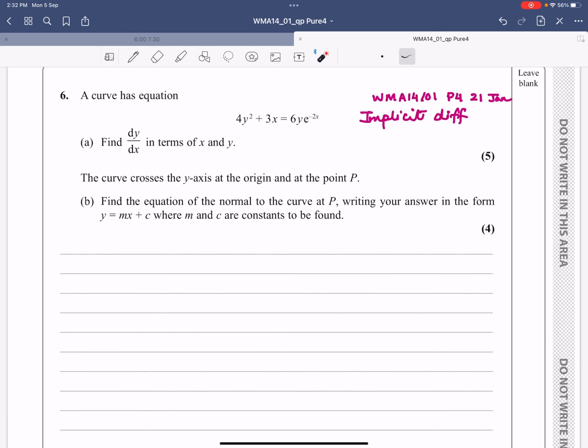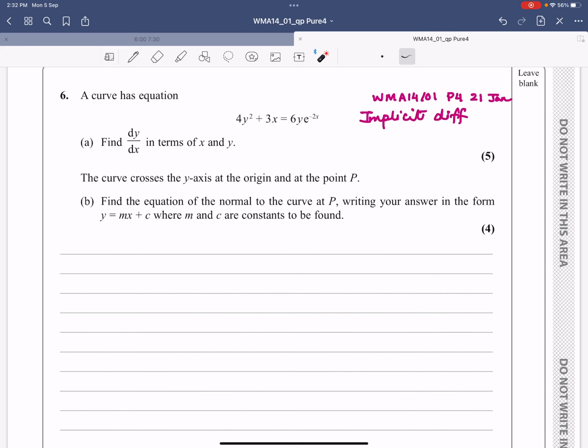Normally when we have to differentiate, we have y is equal to some function of x, say for example 6x to the 5 plus 3x to the 4 plus 2x plus 1. So we have all the x's on one side and y as the subject of formula. In this question, we have a y squared and a y. It is very difficult for us to make y the subject of formula. Therefore, we use implicit differentiation to differentiate this equation.